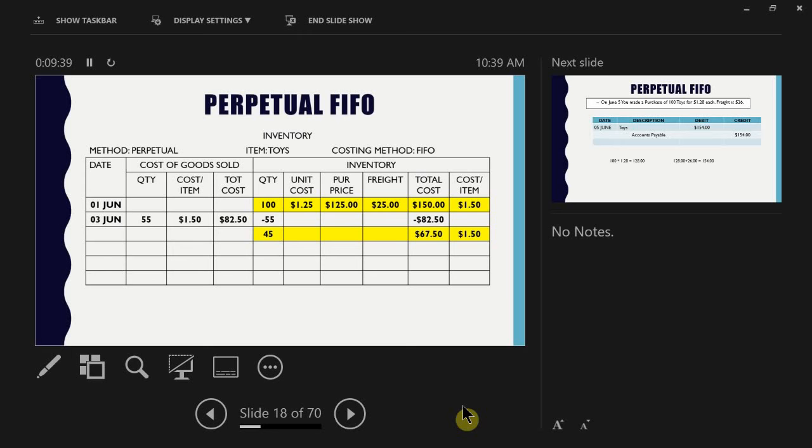So therefore, I don't have $82.50 anymore because I got rid of it. It's gone from my inventory. So I need to take it out from my inventory to reflect right here. Now I have 45 items costing me a grand total of $67.50, which, if you break it down, is still $1.50 per item. Okay. Any questions here?